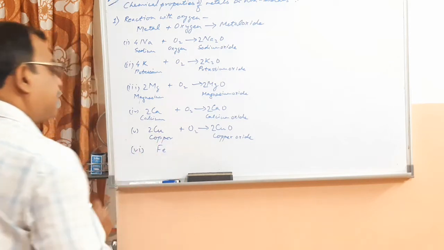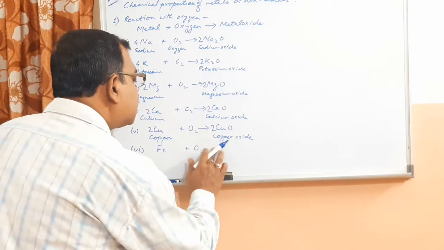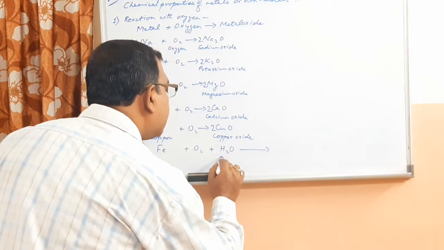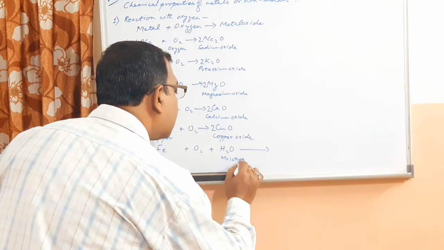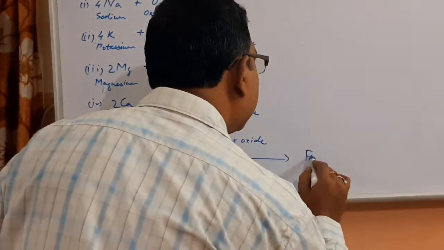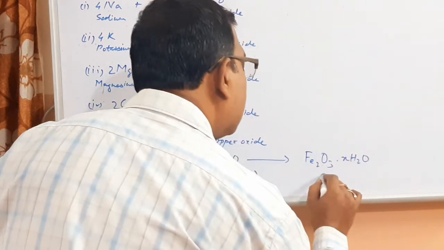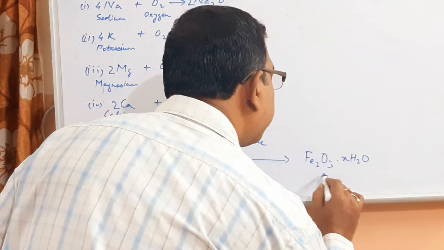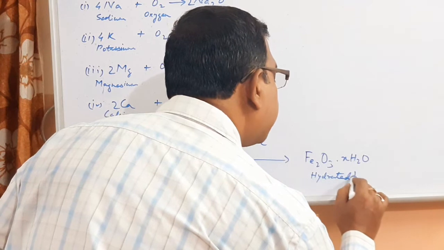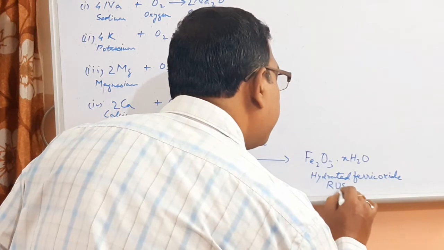One more. With iron, iron reacts with oxygen as well as water. Mind it, water means here water can be moisture in air, forming, this is called as hydrated ferric oxide, commonly called as rust.